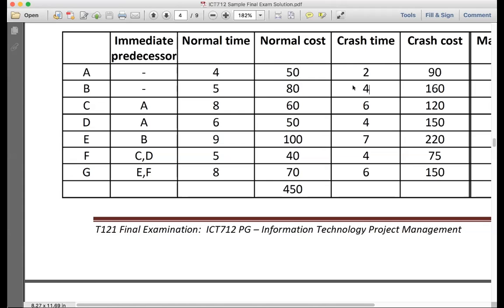Jaya, activity C, how many periods can I crash it? 2. How much is it going to cost me per period? 30. Great.